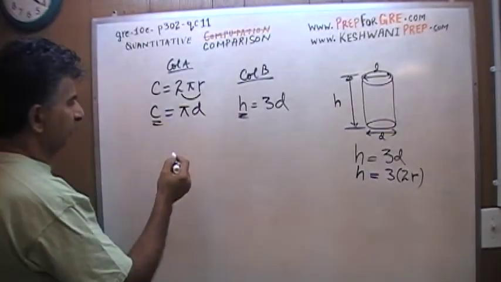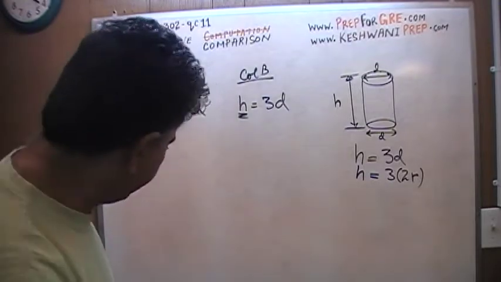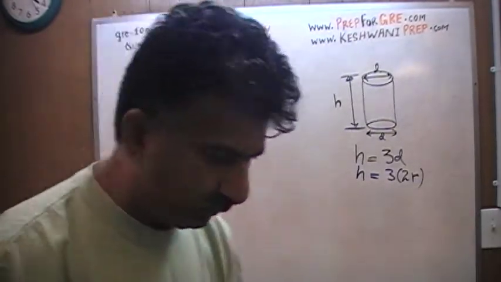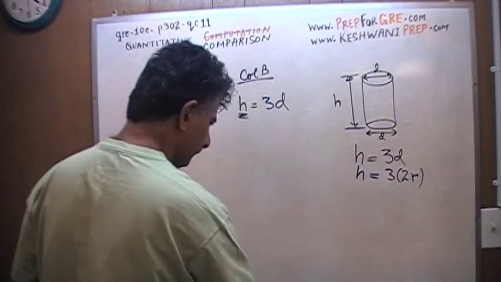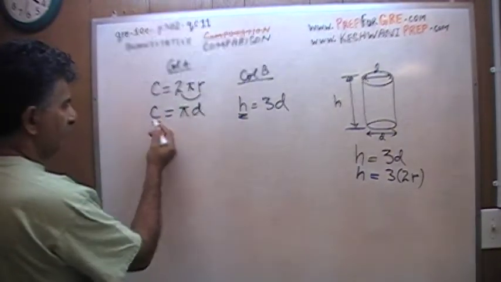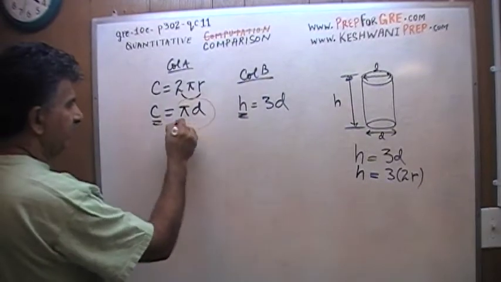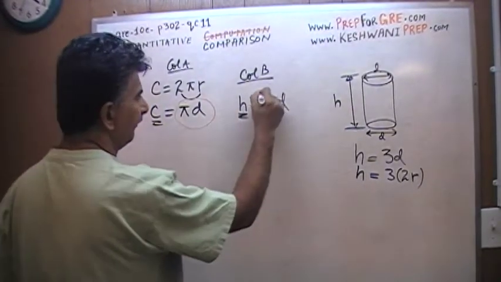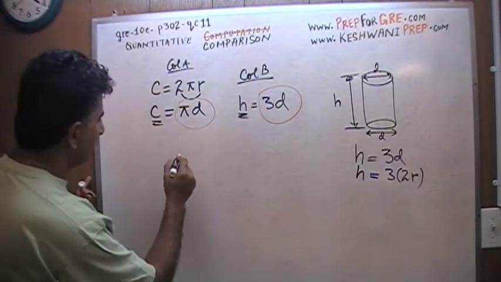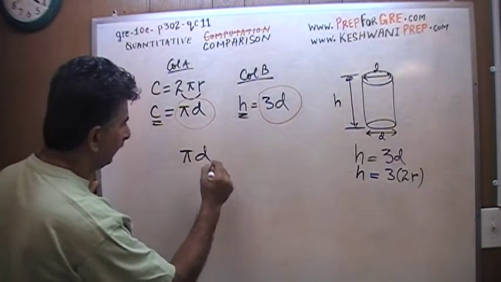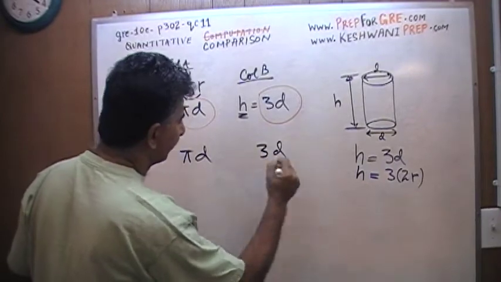In other words, they want you to compare, let me see if I can find a decent color that you can see, so I can circle the two quantities. They want you to compare the circumference of the circle, which is pi times d, versus the height of this thing, which is 3 times d. I'm going to put them here separately so that we can talk about it easily. Pi times d versus 3 times d.